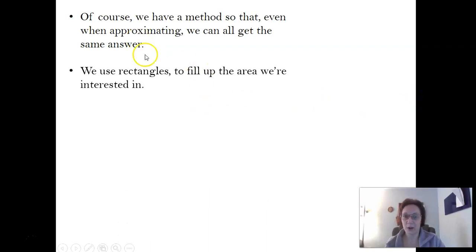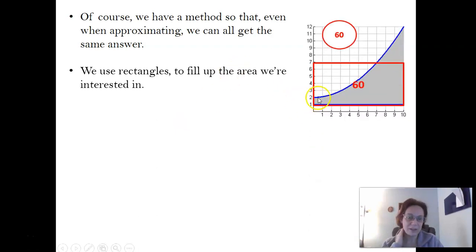All right, so what we are going to do, rectangular approximation method, is we are going to use rectangles to fill up the area we're interested in. Now, our area is a curved area. So if we're trying to use rectangles to fill it up, it's not going to be perfect, right? So for example here, if I have this curve, I could say, you know what? I'm going to approximate this curve with one rectangle. I don't really feel like doing a lot of work today.